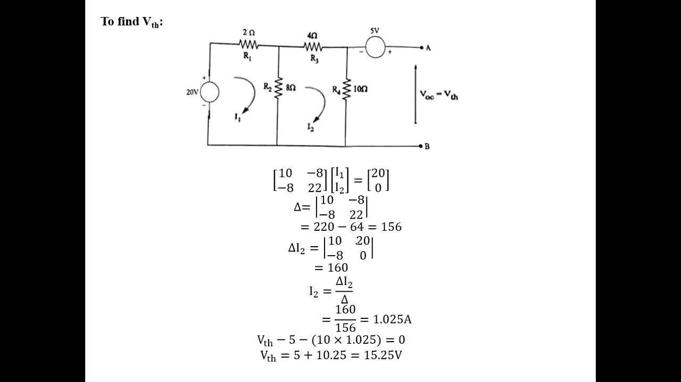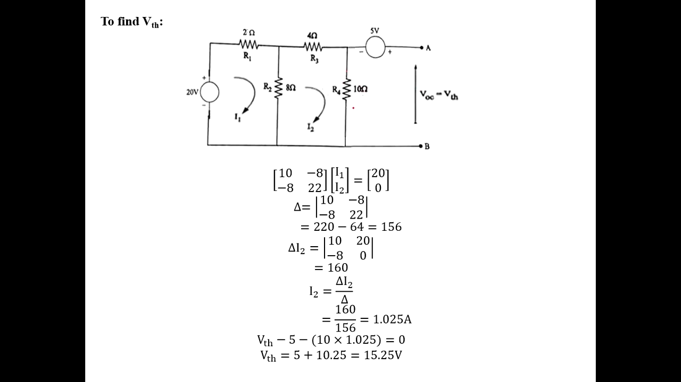Next we have to find the V Thevenin. To find the V Thevenin, the circuit is the same. We have to remove the load resistance. In this there is no load resistance. Just we have to mark this as V Thevenin. Here this is open. Across this we have to calculate the V Thevenin.